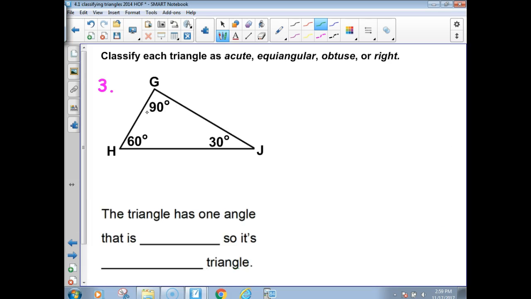Number 3, there is a right angle, so it's called a right triangle. The triangle has one angle that is right, or 90 degrees, so it is a right triangle.